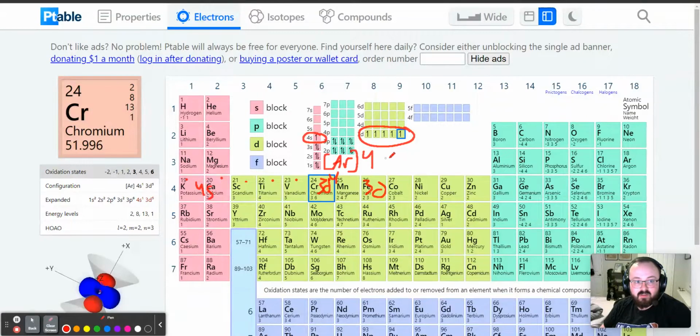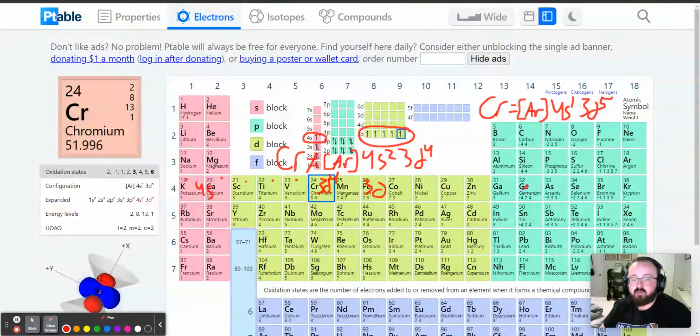This is what I kind of wanted to go through when I put this on our practice, but that's okay. Argon 4s2 3d4. This is what you would expect chromium to be, but in reality, it is equal to Ar 4s1 3d5. Looks something like this.